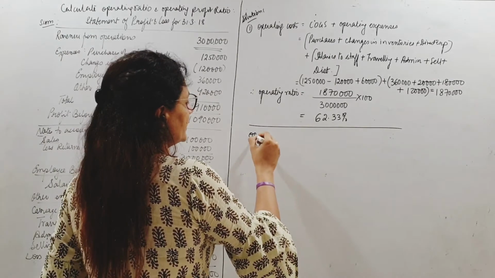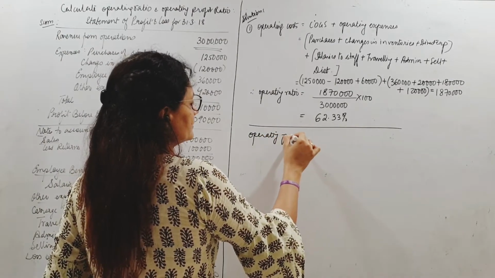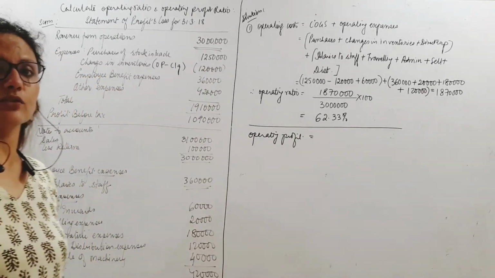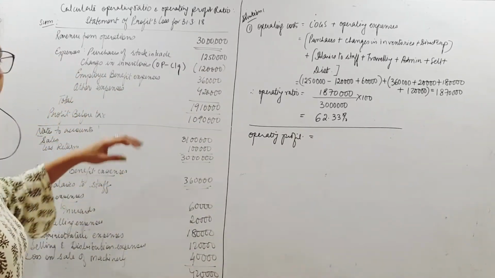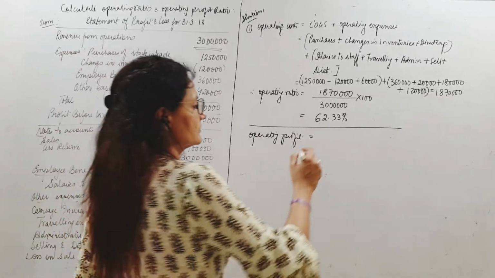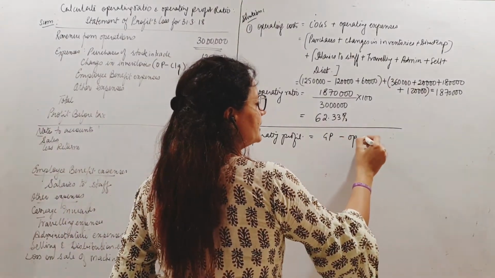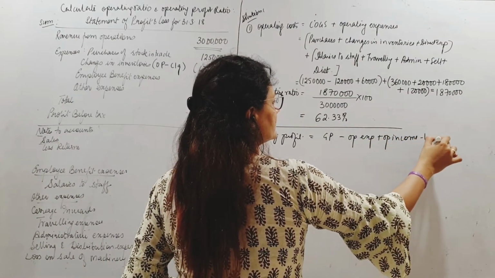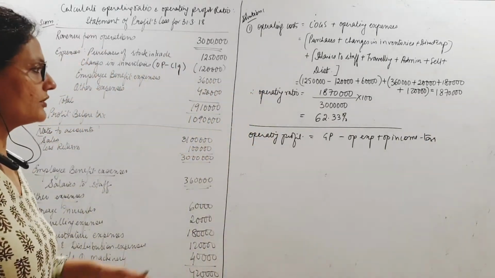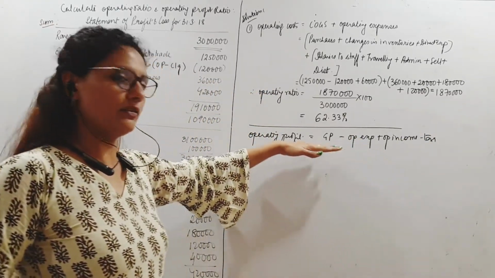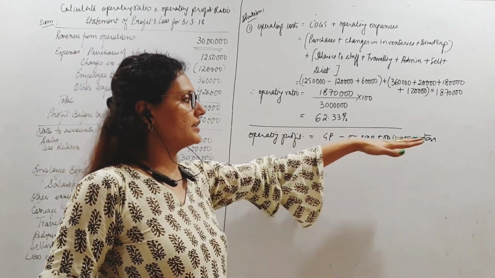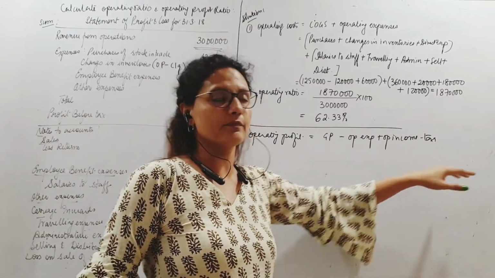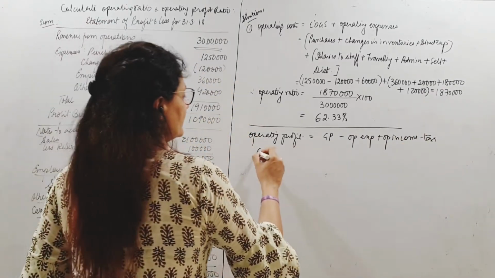Now if I have to calculate operating profit. Okay, operating profit is what? My gross profit minus operating expenses plus operating income minus tax, of course. In this sum we can find out GP and operating expenses. There is no operating income and no tax given to me, so we will ignore these two. What we will take is gross profit.